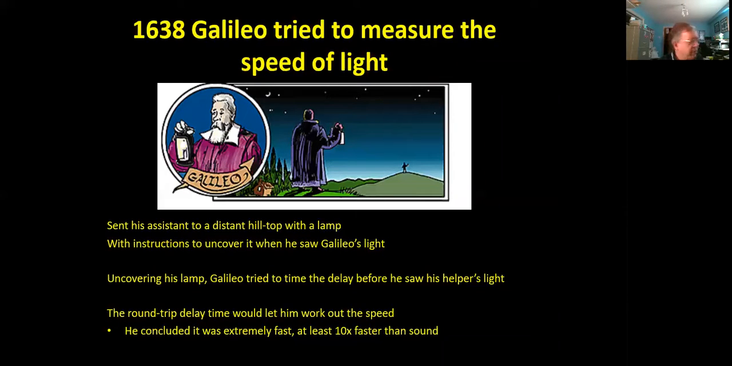Now, of course, it doesn't work very well because with the assistant only about a mile away, the round trip time is so short that human reaction times ruin the experiment. But he did at least conclude that it was at least 10 times faster than the speed of sound.